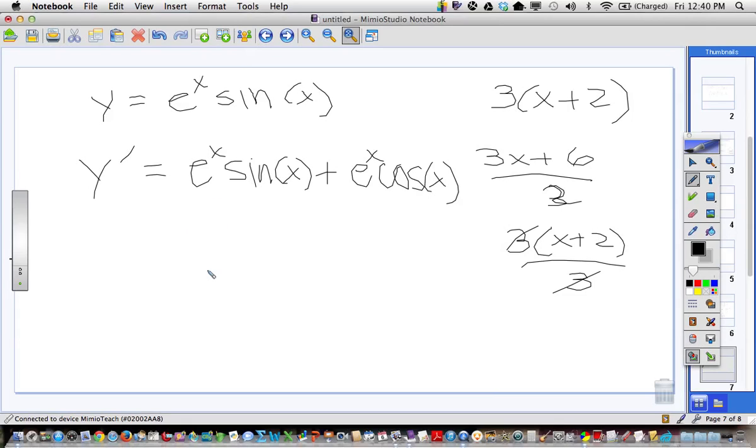Now, you could take an e to the x out of there, right? But there's really no need to. You can take an e to the x out and have sine plus cosine. I'm fine with that. Usually factoring is for when you can cancel something. And we'll get better at this as we do more of them and you see some examples.